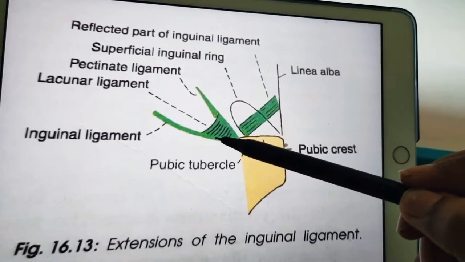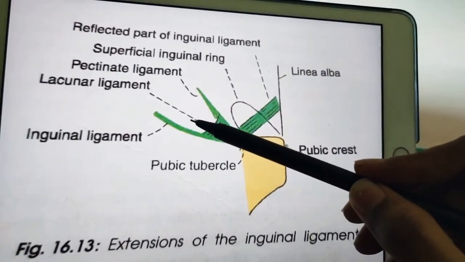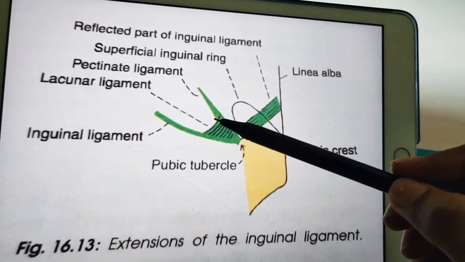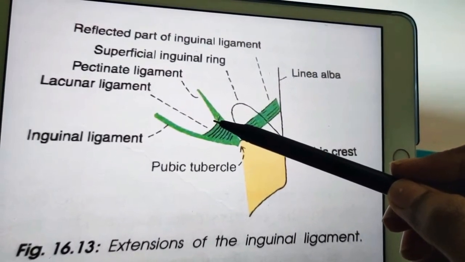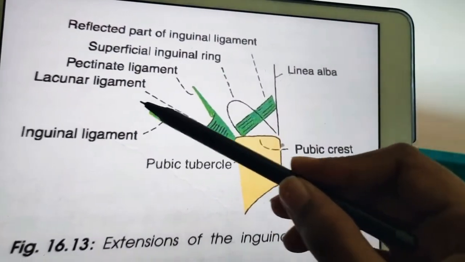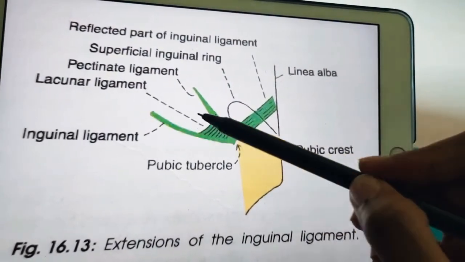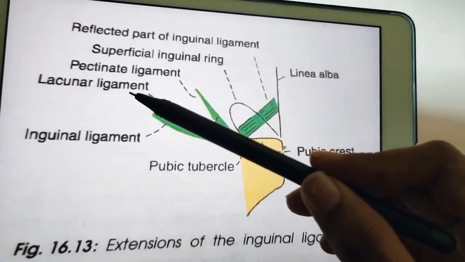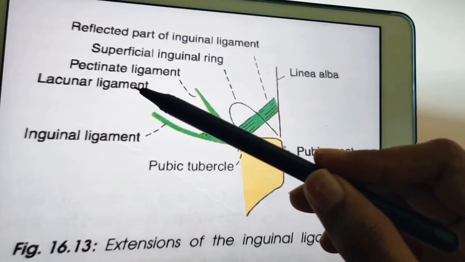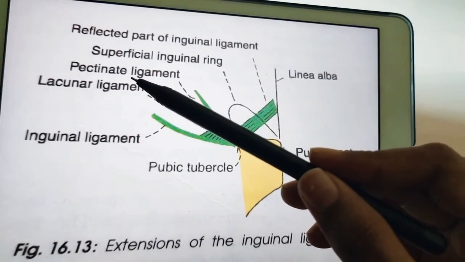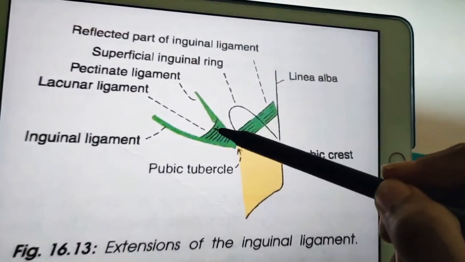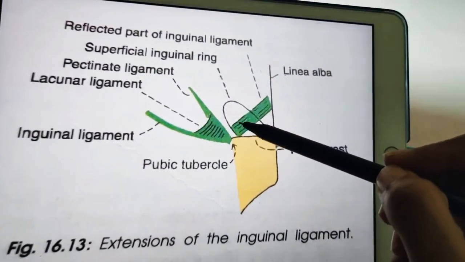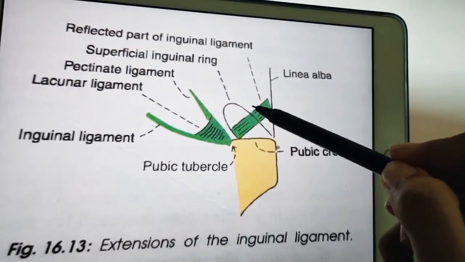And medially it is continuous with anterior wall of rectus sheath, and laterally it is free, and sometimes it may be continuous with an inconstant ligamentous band named interfoveolar ligament. So sometimes laterally it will be continuous with the interfoveolar ligament, which connects the lower border of transverse abdominis to superior ramus of pubis. So conjoint tendon strengthens the abdominal wall at the site where it is weakened by superficial inguinal ring. So you can see this is the superficial inguinal ring.